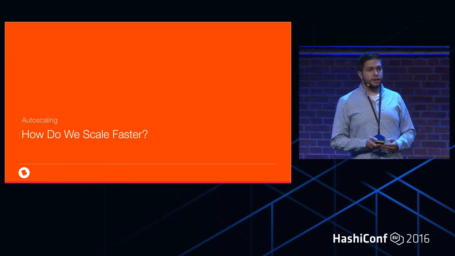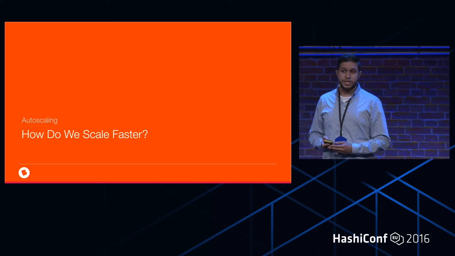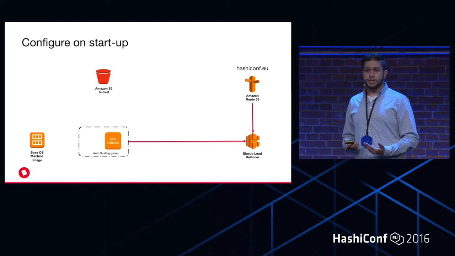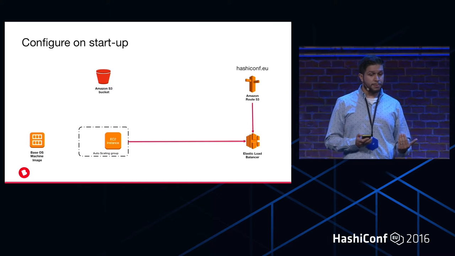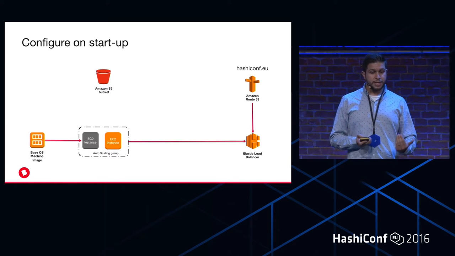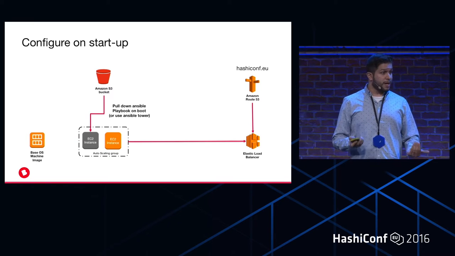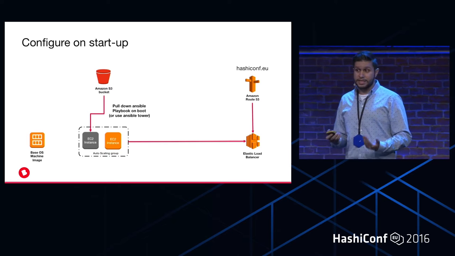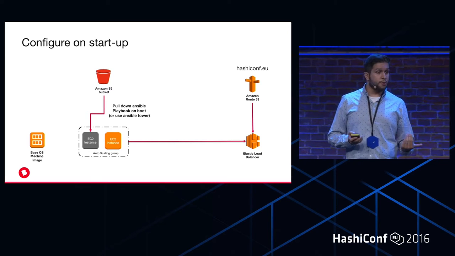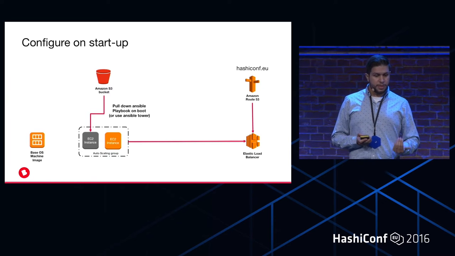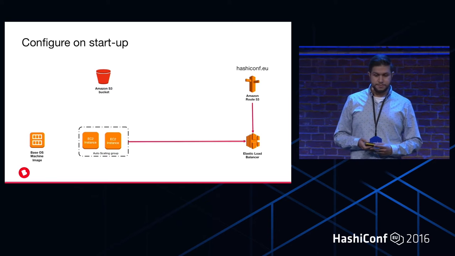Now, typically, there's lots of different ways you can use auto-scaling, but they fall into really one of two approaches. In the first approach, the idea is you essentially configure the instance when it comes up. So the first thing that happens when an instance boots up is it pulls down its configuration from an S3 bucket. In this case, we pull down an Ansible playbook, and it then runs that on itself to provision its code and all of its requirements. And then when the load balancer deems it worthy of serving traffic, it's up and running.